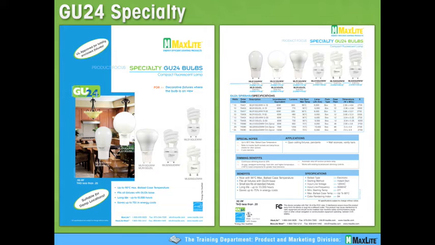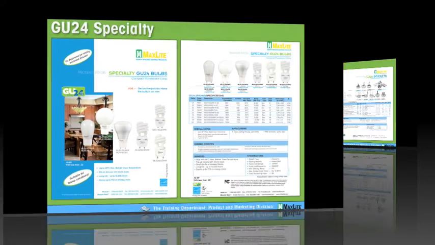We also have 3 dimmable GU24 bulbs in 15, 20, and 25 watts. These bulbs are bare spiral types, and the dimming circuit is the same dimming circuit that MaxLite has offered to the market for about 7 years now in our screw-in CFLs. And we're very proud to say that we've had no major problems with our dimming, and our dimming bulbs are amongst the best in the industry, including these GU24.